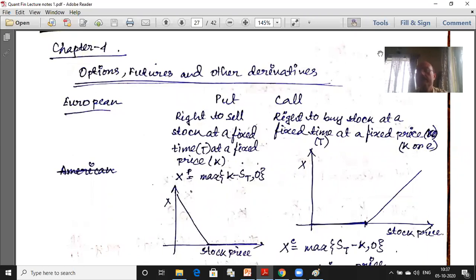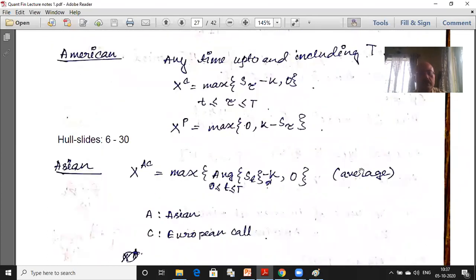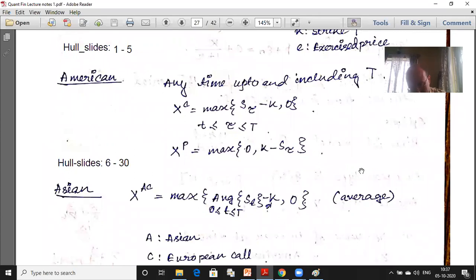We started discussing chapter 4 last week, and we had some discussion regarding the put and the call option, the basic put and call option. And the plan is to understand the other varieties which are available in the market.